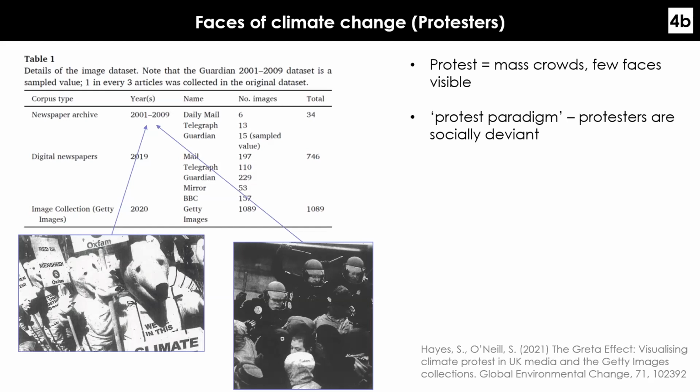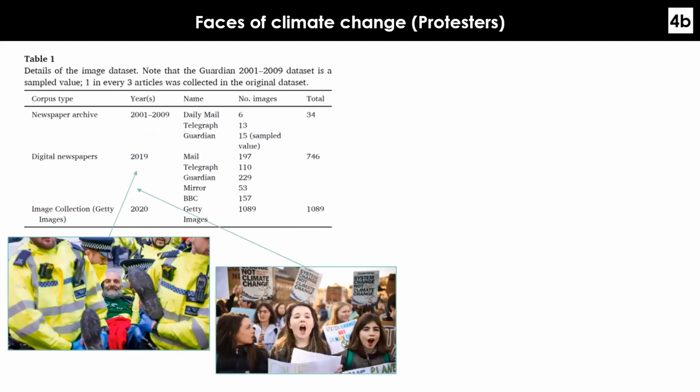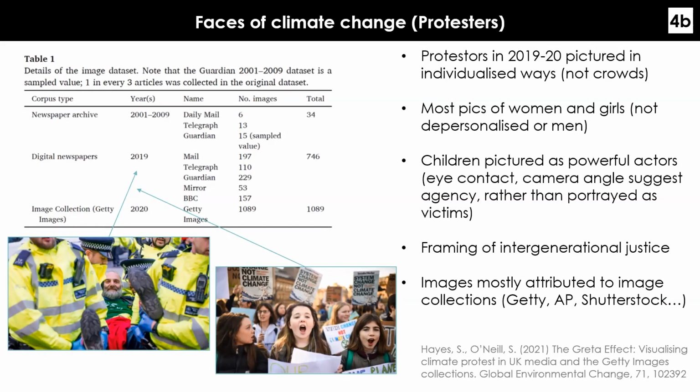As we move on into more current times, though, we get very different types of climate images. I mean, there is a difference of one of black and white and one of colour, but that's just a question of data collection, as I mentioned earlier, the difficulty of that, and those earlier ones from microfilms from the British Library. So looking at digital newspapers in 2019 and the Getty Images collection, we see totally different types of pictures. Children become pictured, and they're powerful actors. Look at their eye contact in those pictures. And this is really typical of all the images that Sylvia found in that later data set.